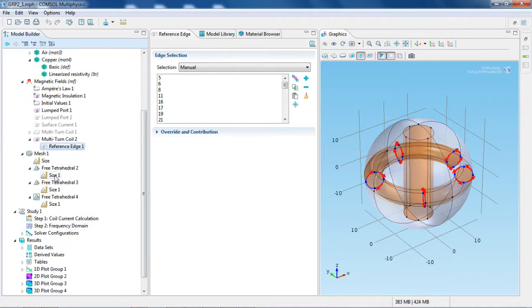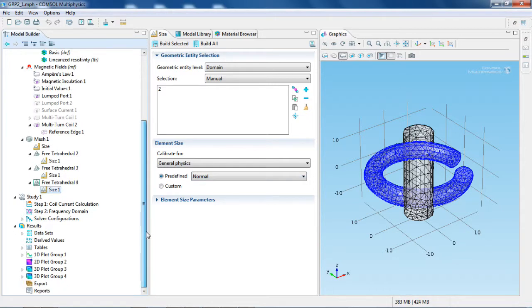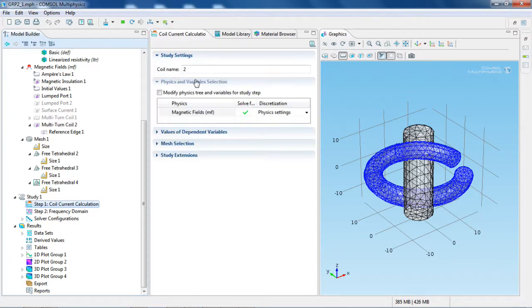Varying mesh sizes were chosen. Since our analysis focused mainly on the Rogowski coil, everything but this geometry had a coarse mesh. The study selected was current coil calculation, which was required to determine the parameters of the Rogowski coil.